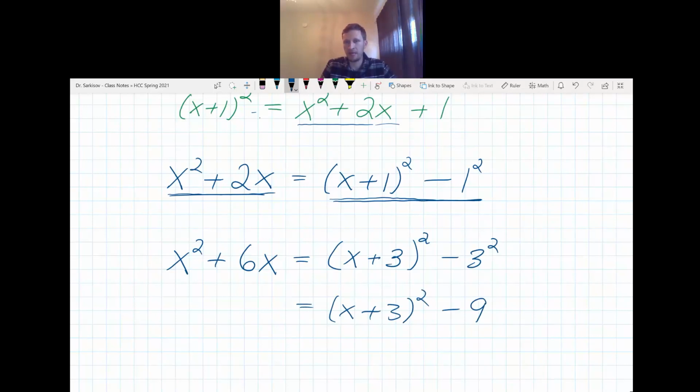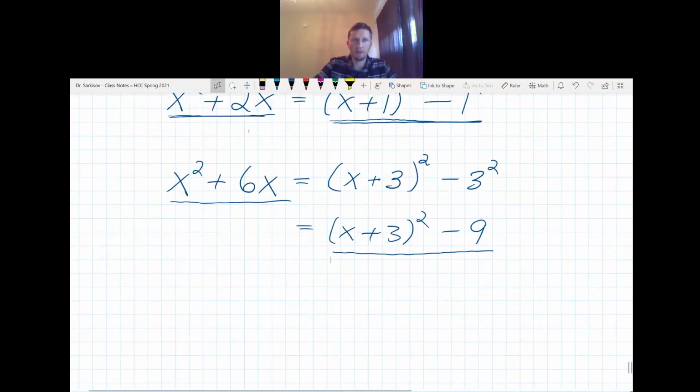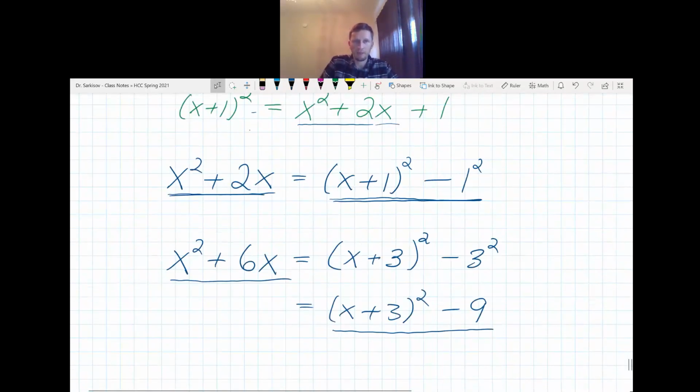X squared plus 6x plus 9 minus 9. This is exactly the same thing as all of this. Just another way to write it. Let's do more examples. I'm going to do specifically these. So that's another, we did this one, right? X squared plus 2x, x squared plus 6x.